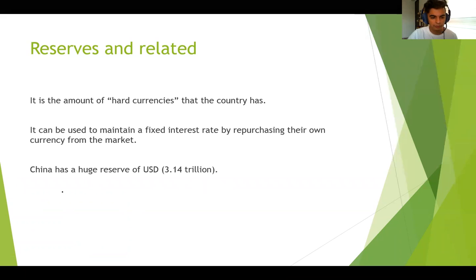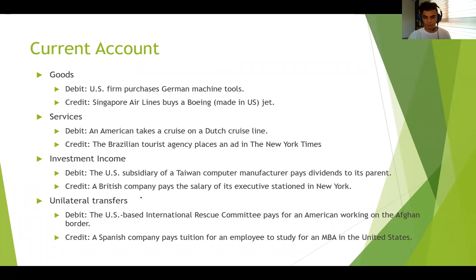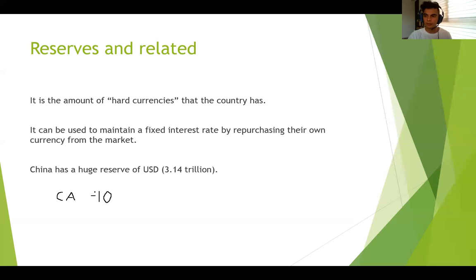So in this example, let's think that we have a current account of maybe minus 10. That means that from everything that is related to goods, services, net investment income, and unilateral transfers, this country lost 10 dollars, for example. Let's continue thinking about the US. So in the case of the US, the money from these transactions, goods, services, unilateral transfers, resulted in a negative number.